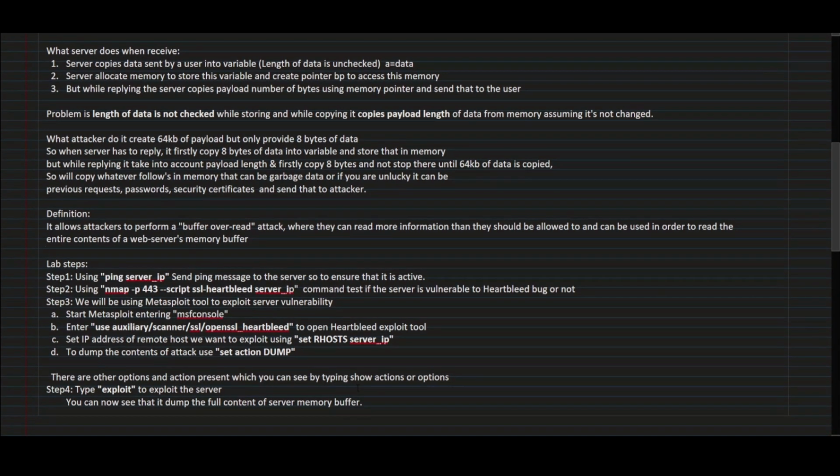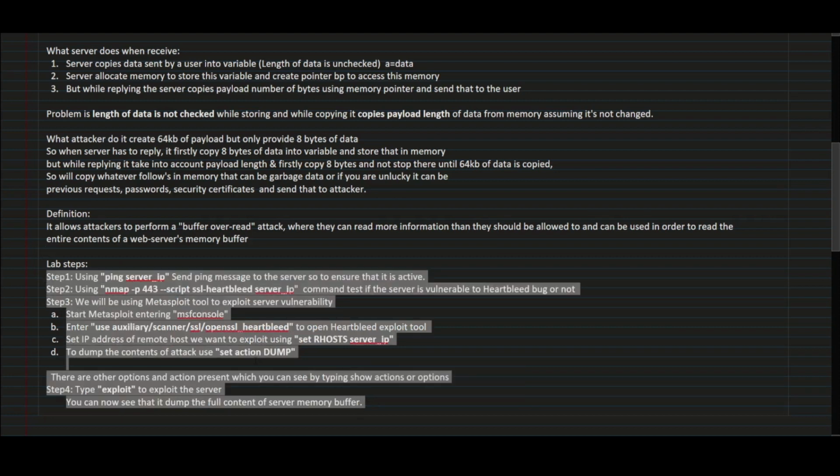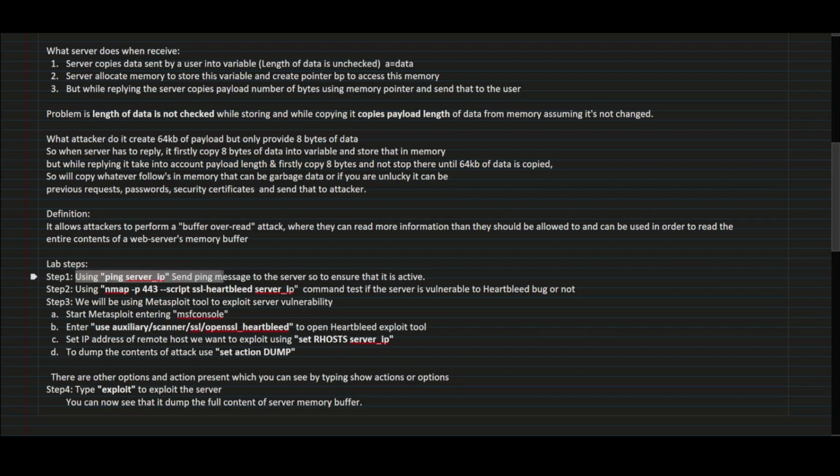So now we will look into the lab steps. I have divided this lab into four steps. First, using ping server IP, we will send a ping message to the server to ensure that the server is active or not. Then we will run an nmap scan to test if the server is vulnerable to the Heartbleed bug or not. Now next, in the third step, we will use the Metasploit tool to exploit this vulnerability.